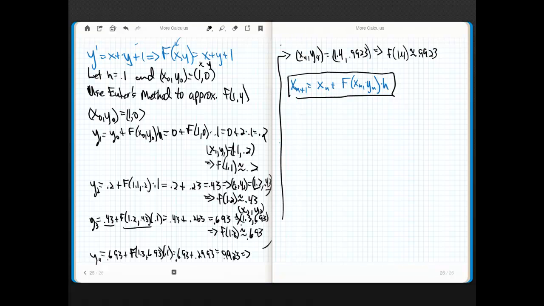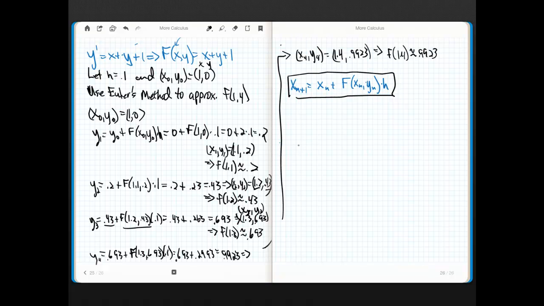This guy turns into x3, y3. I plug it in, right? I end up with 0.693. Remember, f of 1.3 is approximately equal to 0.693, right? So I just throw it in. Using this, I'm going to stick in 0.693 plus capital F of 1.3 comma 0.693 times 0.1. End up with 0.693 plus 0.2993. Gives me 0.9923. And I'm golden.